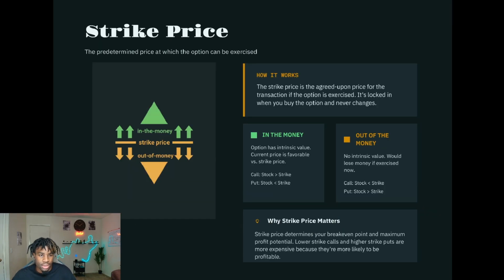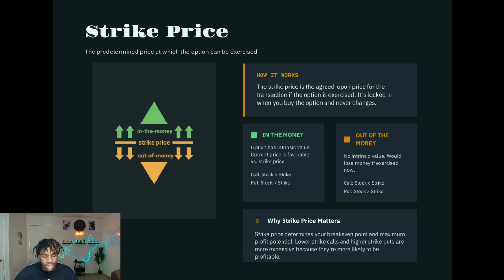What is a strike price? The predetermined price at which the option can be exercised. How does it work? The strike price is an agreed upon price for the transaction if the option is exercised. It locks in when you buy the option and never changes. So a better way to explain that, say with SPY: you've got a 600 call, a 601 call, a 602 call, and below that you've got a 599 call, a 598 call, and a 597 call.